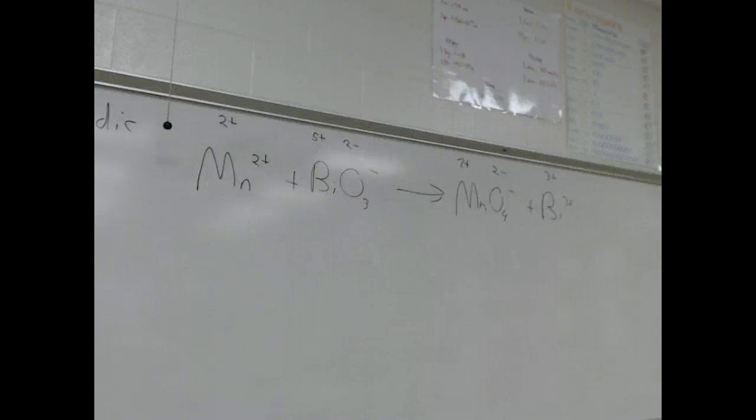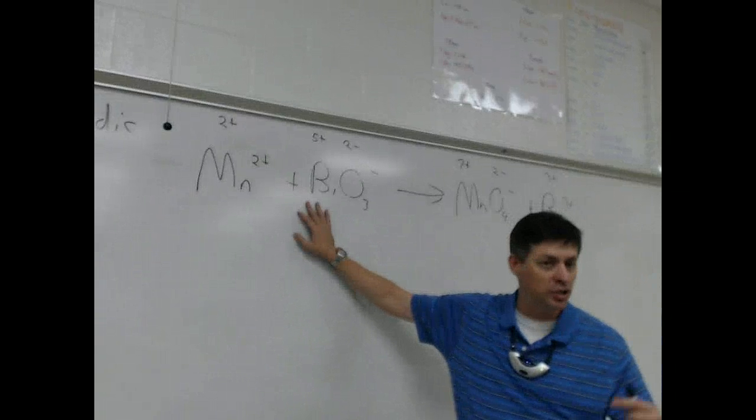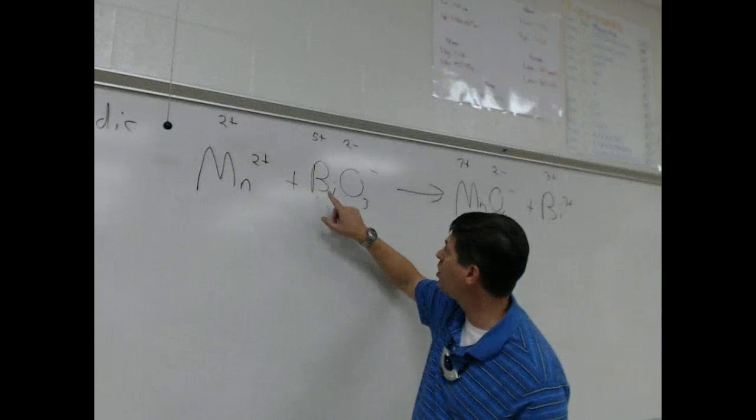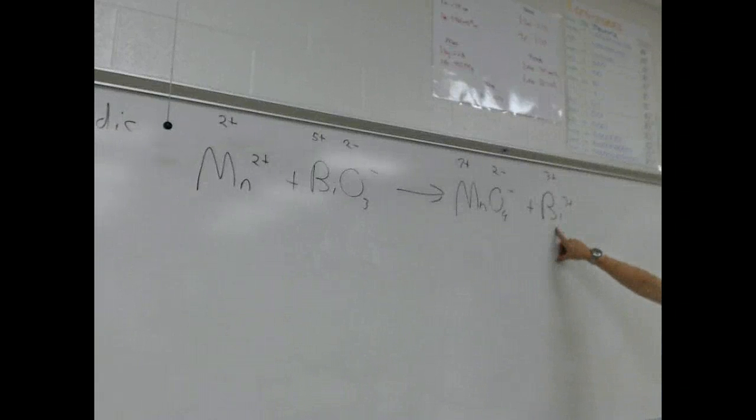Oxidize means losing electrons. The Bi is going from 5+ to 3+. It's becoming less positive, so it's getting more negative. If it's getting more negative, that's gaining electrons. You want to try again?